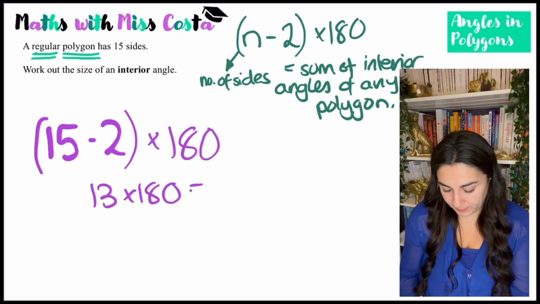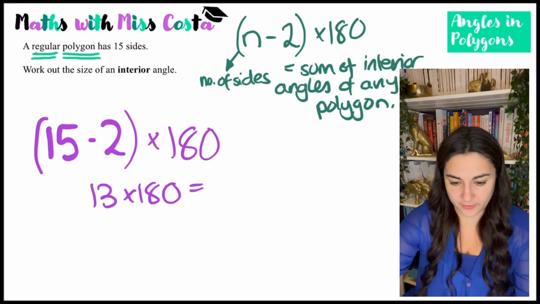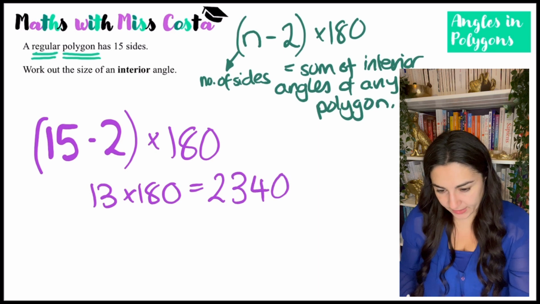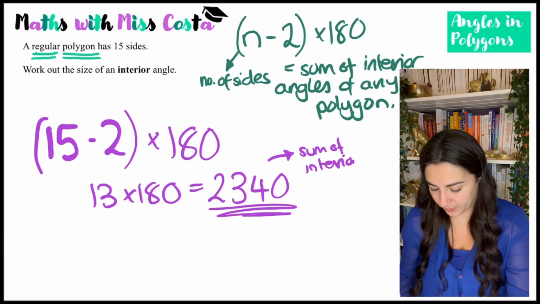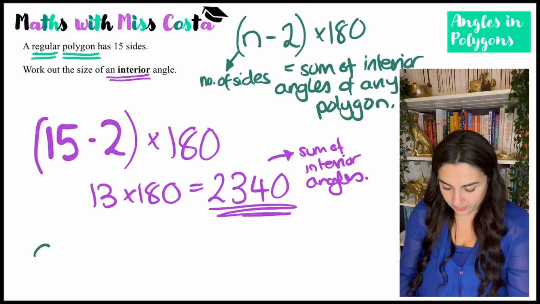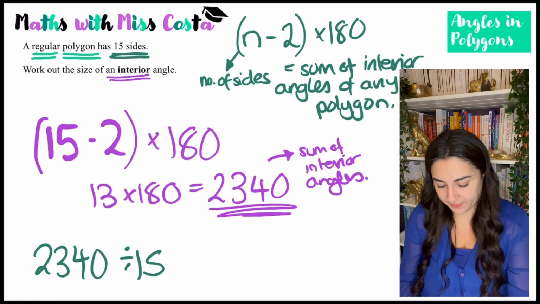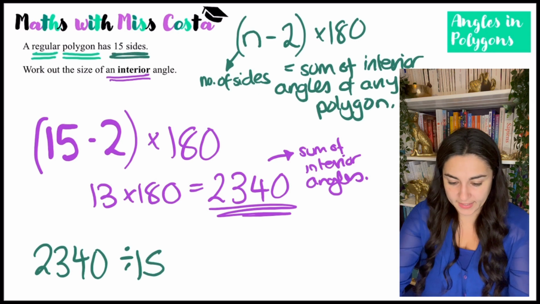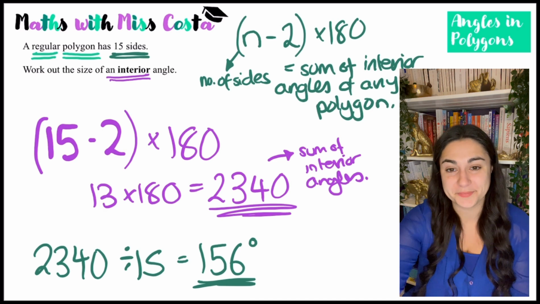So 13 times 180 is 2,340. So that is the sum of the interior angles, what all of the interior angles add together to make. And I need to work out the size of one interior angle. So I'm going to have to do 2,340 divided by 15, because if it has 15 sides, it's going to have 15 angles. So dividing that by 15 is 156 degrees. And that's the size of one of those interior angles.